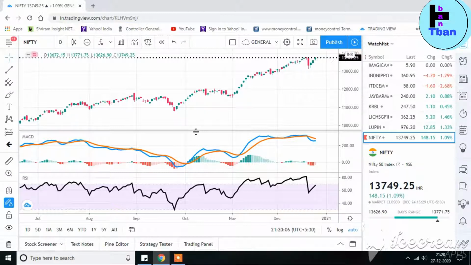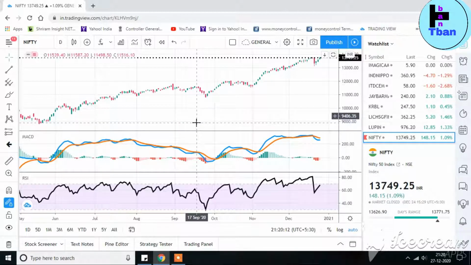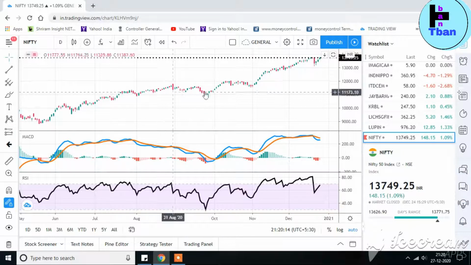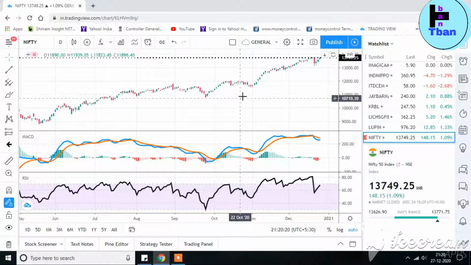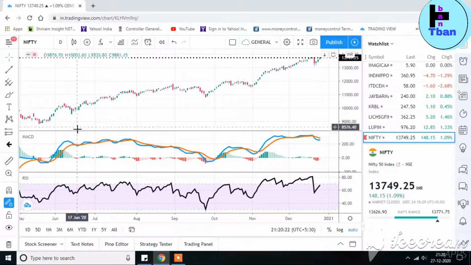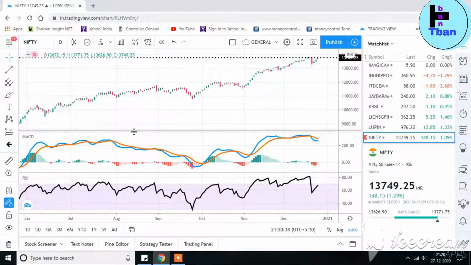Basically, this is the Nifty daily chart, and here I use only two indicators. One is MACD and another is RSI, Relative Strength Index. Basically, here I watch divergence and also the positive signal of MACD and also RSI.